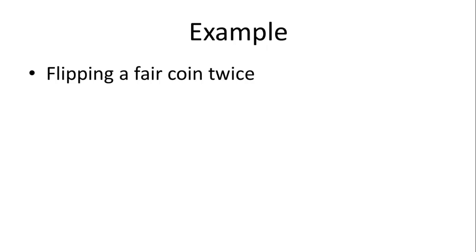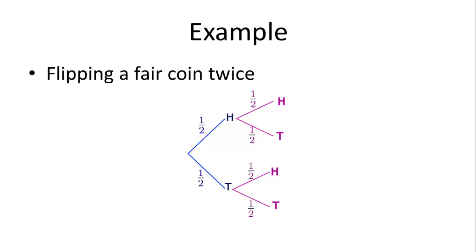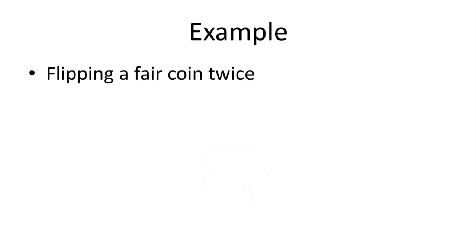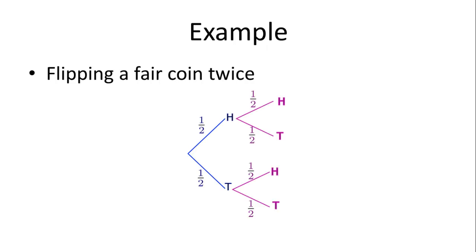First example, we're going to flip a fair coin twice. Now, half the time, of course, it'll be heads, and half the time it'll be tails. Tree diagram that will come up here. The blue branches represent the first flip, and the purple represent the second flip. Now, probabilities don't change from one to the next because flipping a coin is independent. The second flip has nothing to do with the first flip.